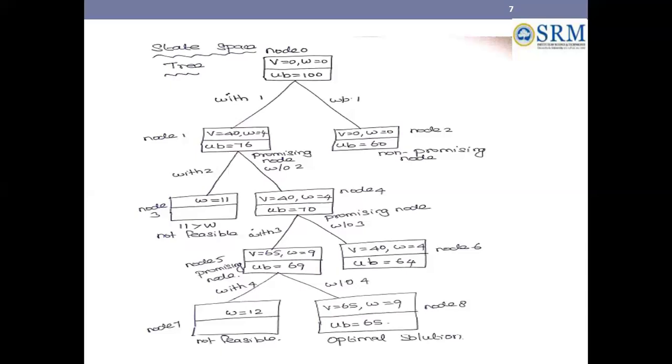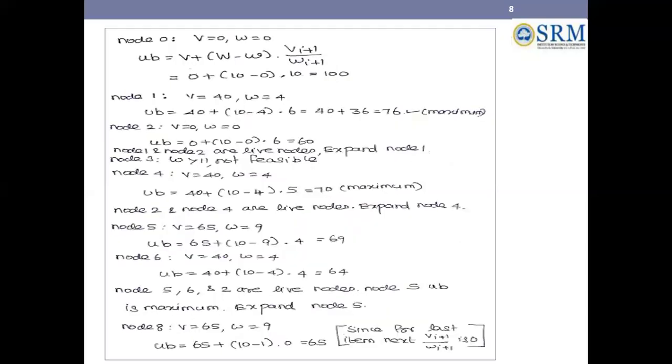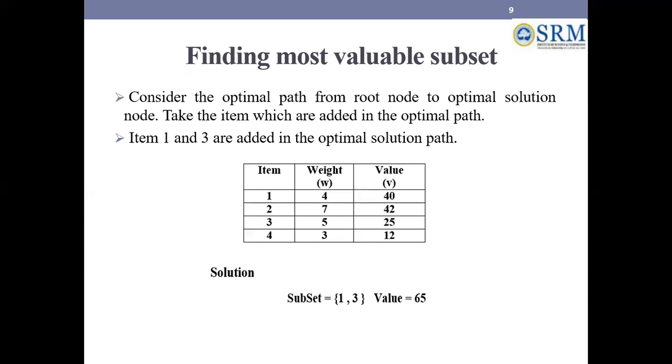So in this path, from the root node to the solution node, take only the edges with adding. So 1 and 3, with adding item 1 and with adding item 3. So that is the value. Finding the most valuable subset: consider the optimal path from the root node to the optimal solution. Take the items which are added in the optimal path. So items 1 and 3 are added. Items 1 and 3 can be added with maximum value of 65. This is the most valuable subset for the given problem.